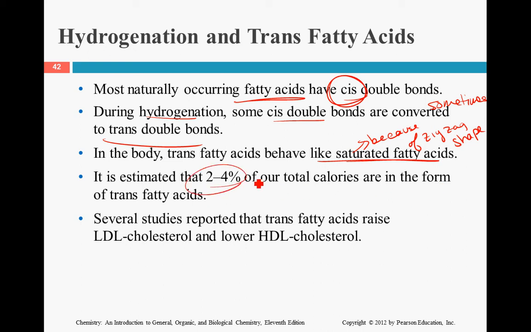And we are getting a decent amount of calories from these trans fats. Unfortunately, these trans fats have a tendency to raise LDL. That means low density lipoprotein cholesterol. That's the bad cholesterol. That's stuff that clogs your arteries. HDL, which is the high density, is the good cholesterol, and unfortunately, it lowers that.